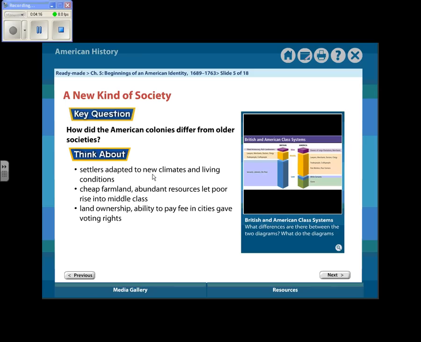There's also a higher literacy rate in America than there was in Britain. The highest literacy rate was in New England and the middle colonies. There was more diversity and religious tolerance, and there was no class of nobility.